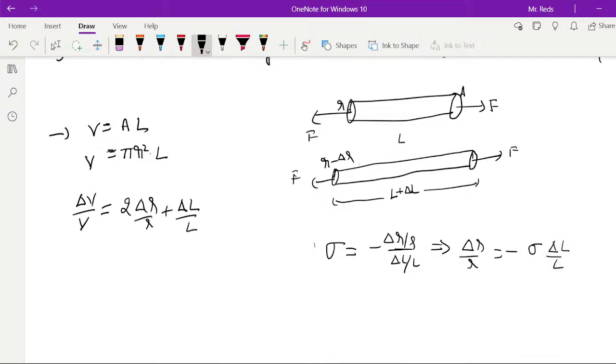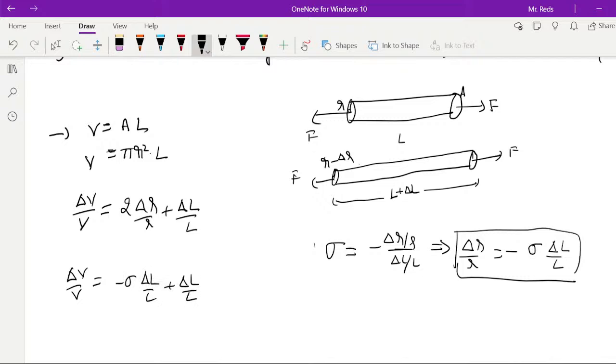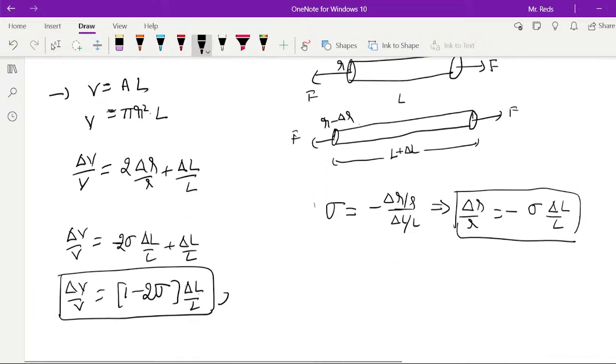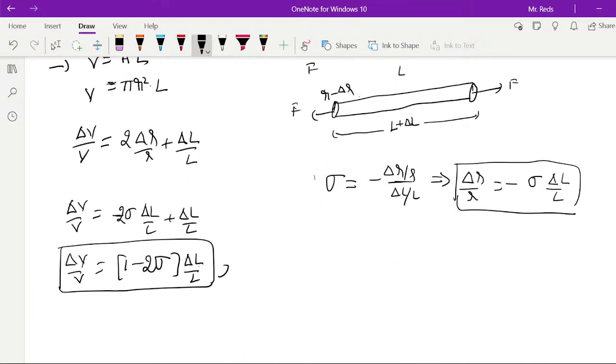If you substitute this delta r by r here, you will get delta V by V is equal to minus 2 sigma into delta L by L plus delta L by L. So delta V by V can be expressed as 1 minus 2 sigma into delta L by L. This gives the relation among volume strain, linear strain, and Poisson's ratio sigma. You have to keep these points in mind.